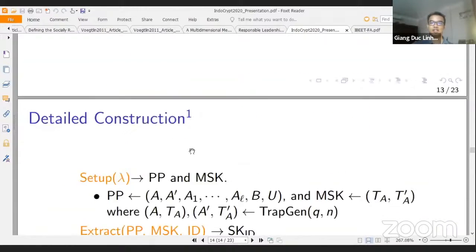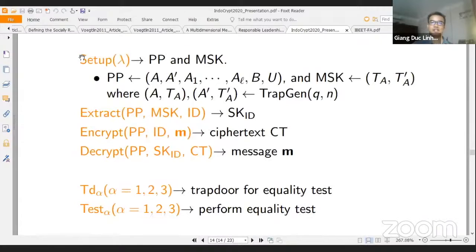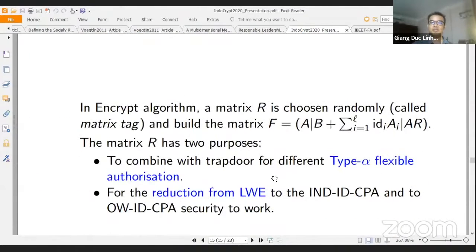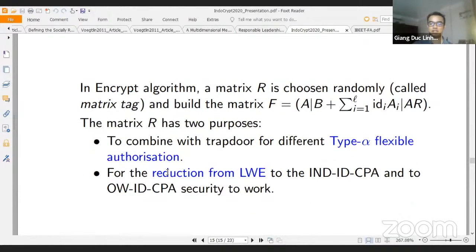Now let's talk about the detailed construction. Here we have the algorithms for our scheme, and it follows the full IBE scheme introduced in IBE 10. Here we talk a little bit about the encryption, where we introduce matrix R. The matrix R serves two purposes. It is to combine the trapdoors for different types of flexible operation, and it also serves the purpose in our reduction from LWE in our security analysis.